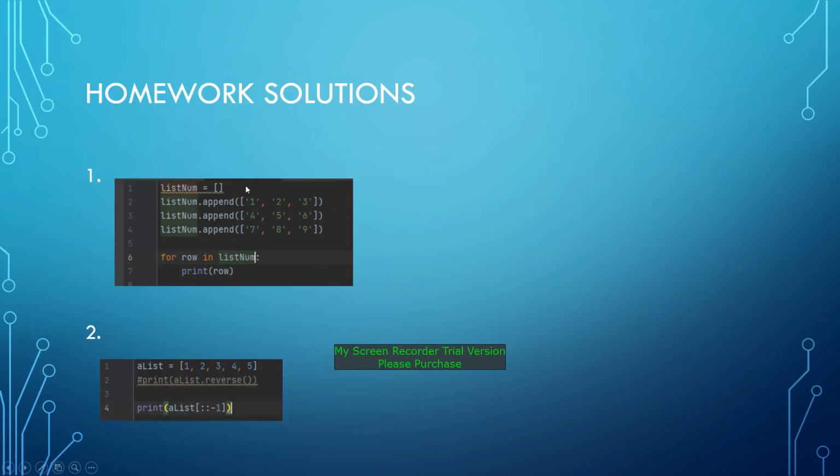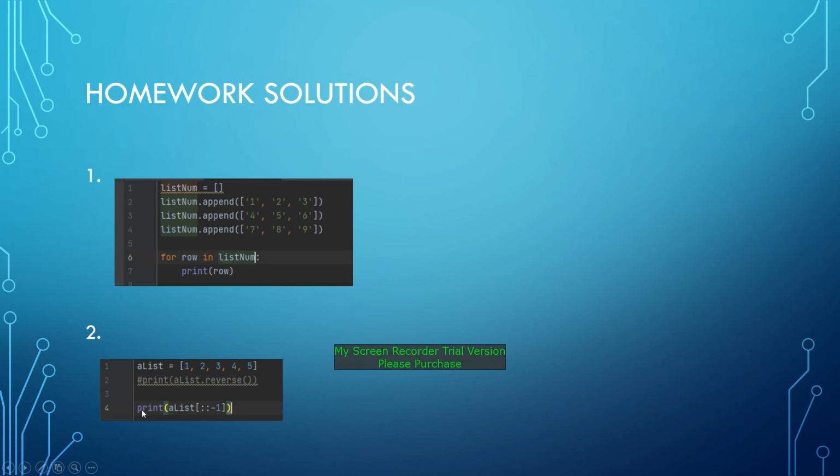Okay, so here's my solution to number 1. I made an empty list, and then I appended first the first list 1, 2, 3. Then I appended the second list, and then the third list, and then for each row in the list, I just print the row. For the other one, I made mine a bit more compact, but it doesn't matter. So you'll see there's 2 answers here.